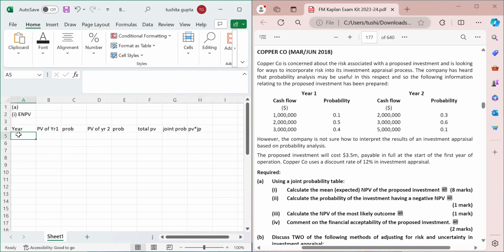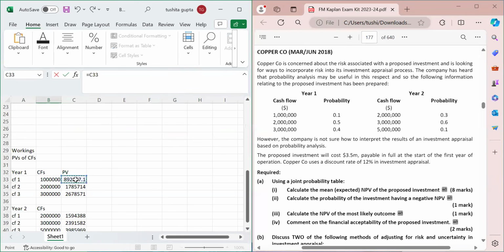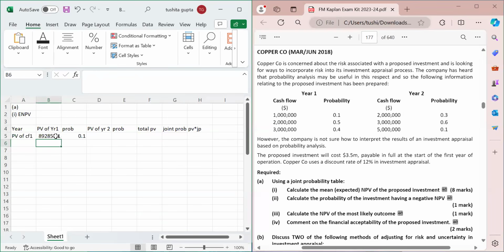So let us first do it for year 1. So if I talk about the PV of cash flow 1, there are 3 possibilities in year 1 also. So let's go flow wise. Let's go with the first possibility, which was 1 million, and the probability of that happening is 0.1. So I've written 0.1 over here, and present value we have just calculated at the bottom as this figure over here.